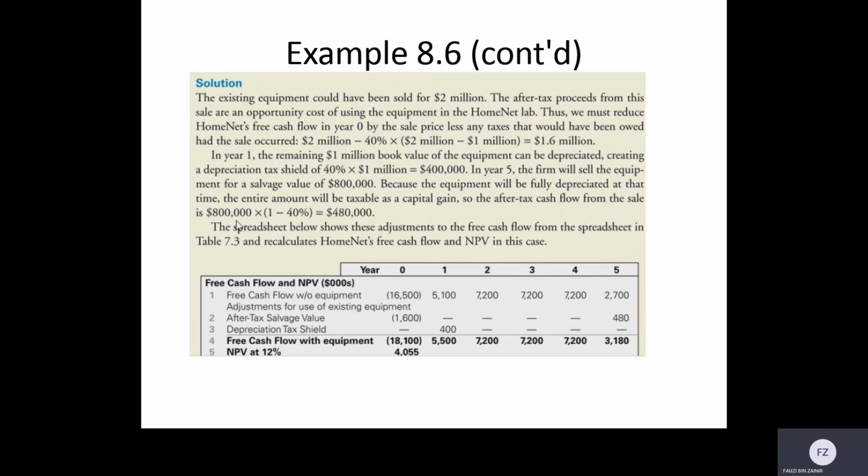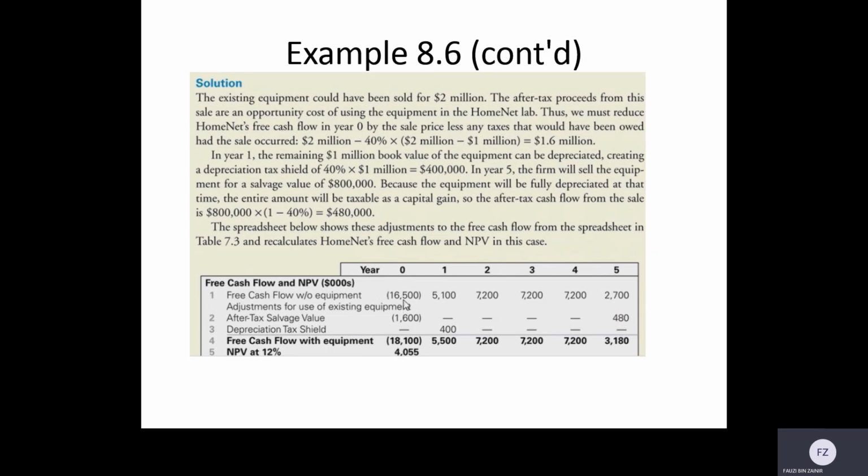So here what we are going to find out is the cash flow at the end of the 5th year. Since it is subjected to tax, which is 40%, and there's no more book value left, whatever sale price there is, it is going to be taxed at 40%. So the company will receive only 60% of the 800,000, which is 480,000.